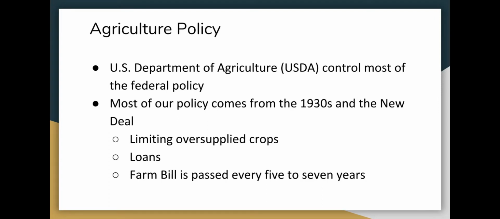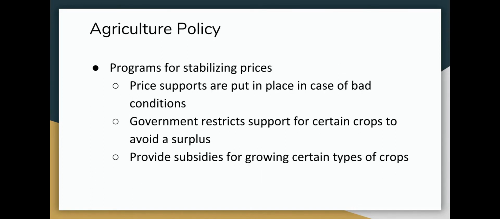Department of Agriculture, USDA. You may hear about food being USDA approved, but they control most of the federal policy. Most of the policy still comes from the 1930s and the New Deal, where they want to limit oversupplied crops. They'll provide loans. Typically, you'll have a farm bill passed every 5 to 7 years to stimulate agriculture. And they also created programs for stabilizing prices.